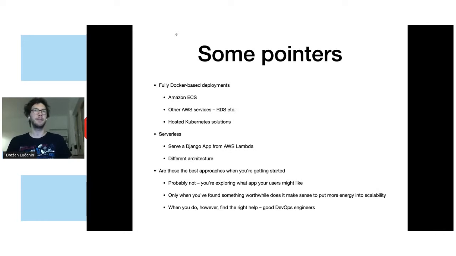Some pointers that I'd mention is that there are ways to deploy the app using Amazon's container service. You can use their database services. Kubernetes is a big thing. There are also ways to deploy your Django app using AWS Lambda in a serverless manner, which is a different architecture. But the reason why I didn't want to talk about these approaches is that they're, in my opinion, not the best approaches when you're just first starting out.